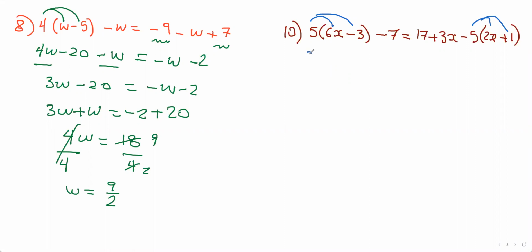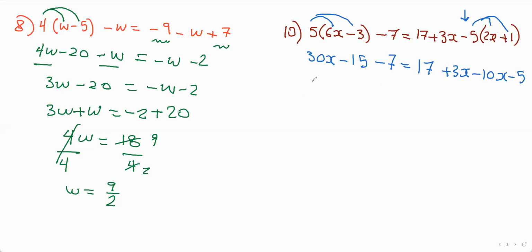5 times 6x is 30x. Minus 5 times 3 is -15. And you still have that -7 right there. And here we have 17 plus 3x, leave that alone. And now you have this -5, you have to distribute it into the 2x plus 1. Here's a common mistake that everybody makes, even in grade 12. When they distribute the -5, they make this -10x, but they leave this as +5. No, it's -5 times +1, so it becomes -5. So whenever you're distributing a negative number, which is the -5 inside the brackets, make sure it's a sign changer. It's going to change that sign as well.